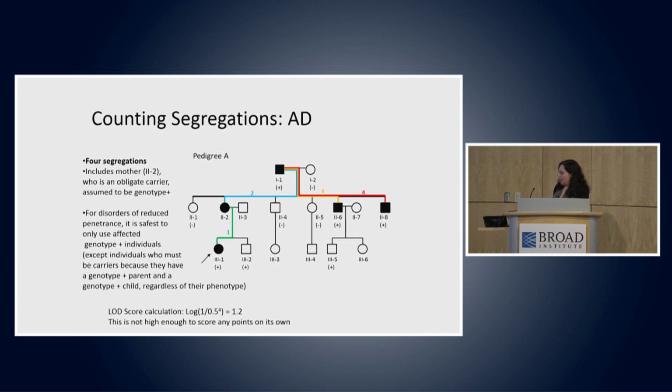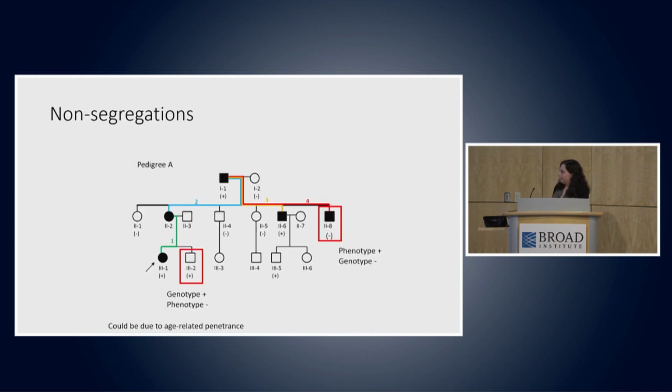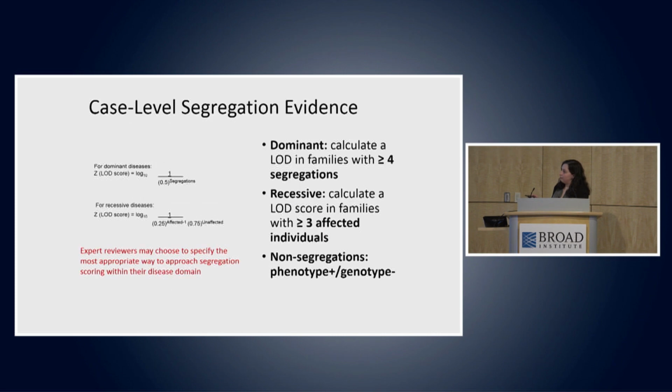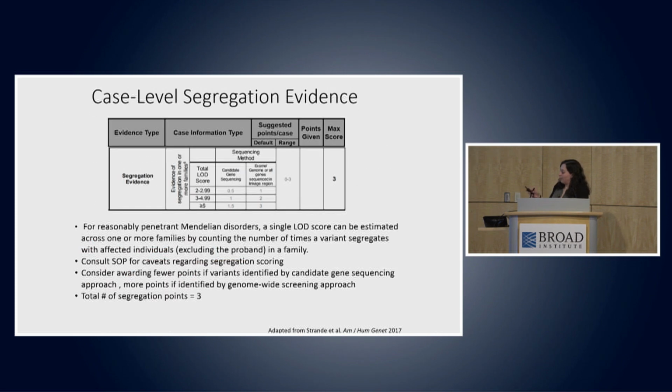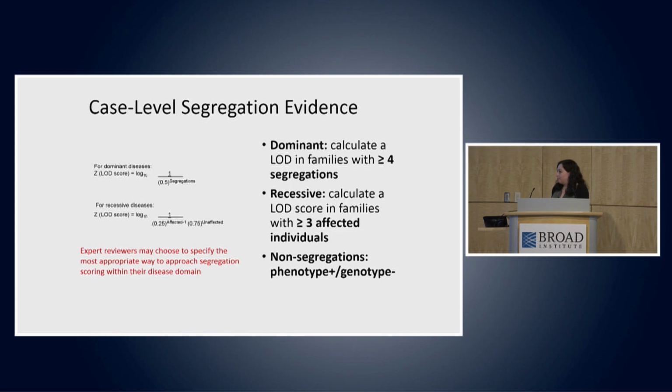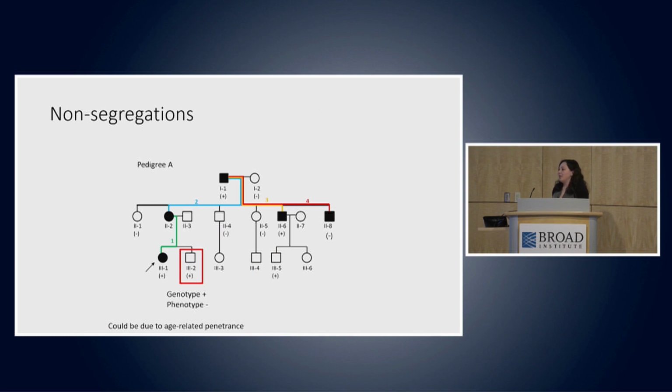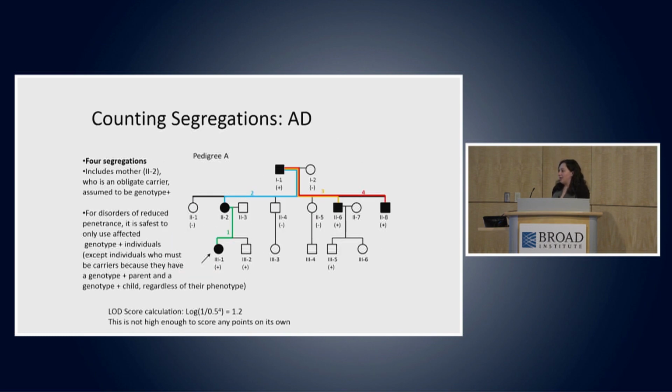And so when you do that, you get 1.2. But if you look back to the framework and go to a LOD score of 1.2, it's actually too low to even score. So you would have to have more families together to add up to a higher LOD score to even score segregation in that case. And I know this is a little bit confusing, but really with practice, it becomes more intuitive.